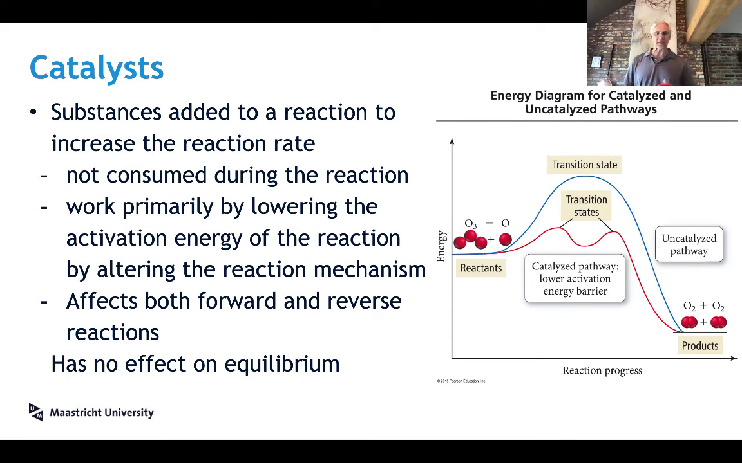Now, one last thing that we need to talk about as far as equilibrium, because this is something that can affect the position of equilibrium, but not the equilibrium constant, is the addition of catalysts. So catalysts are substances that are added to a reaction in order to increase the reaction rate. They have some very special characteristics. One of the main characteristics is that they are not consumed during the reaction. In other words, all the catalysts that you put into a reaction, you're going to get back out.